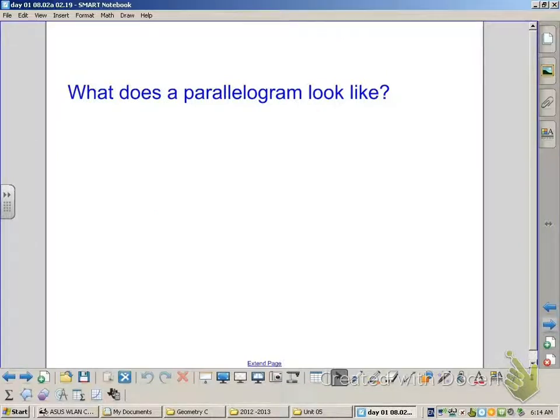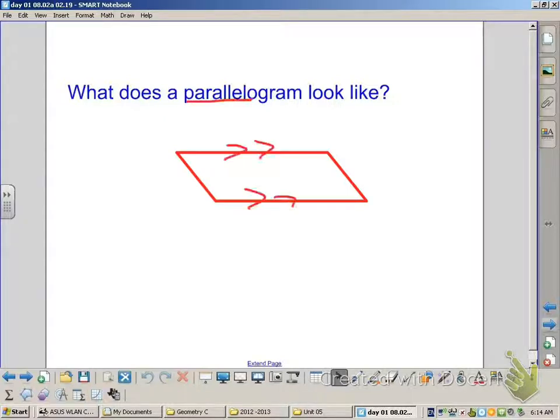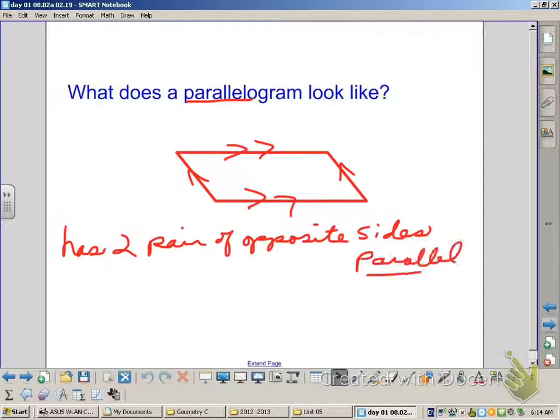Now, what's a parallelogram? It's still a four-sided figure, but there's something special about a parallelogram. Most of you probably draw a parallelogram that looks like that. A parallelogram is a quadrilateral that has two pairs of opposite sides parallel.